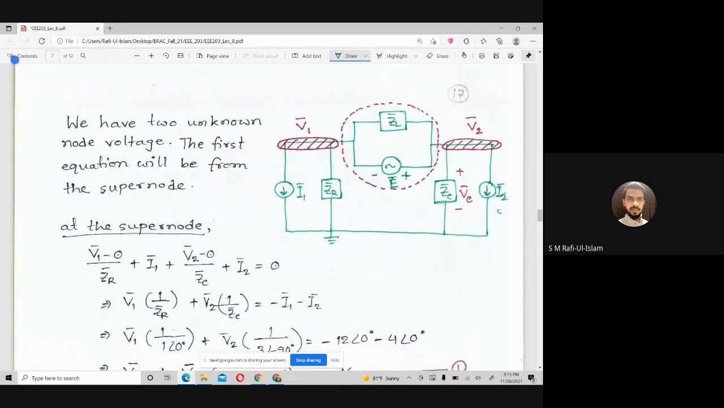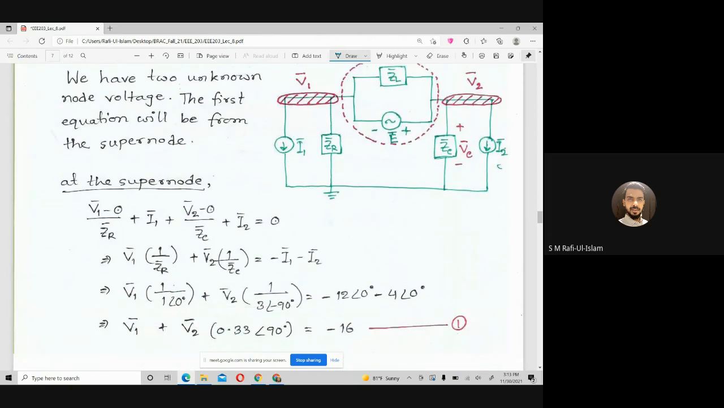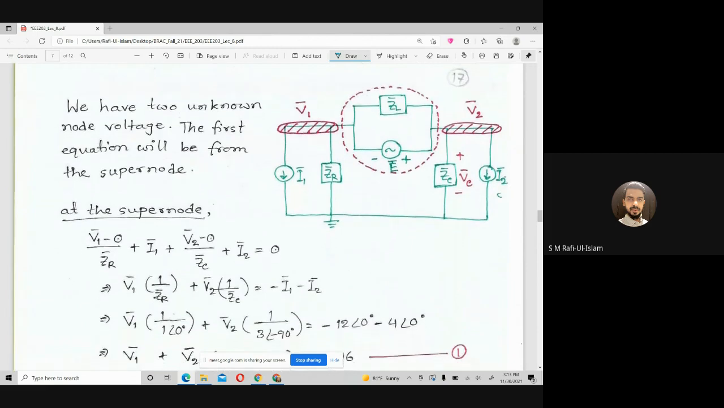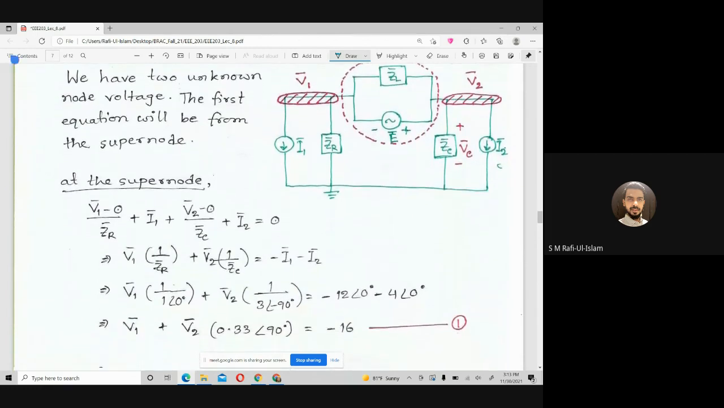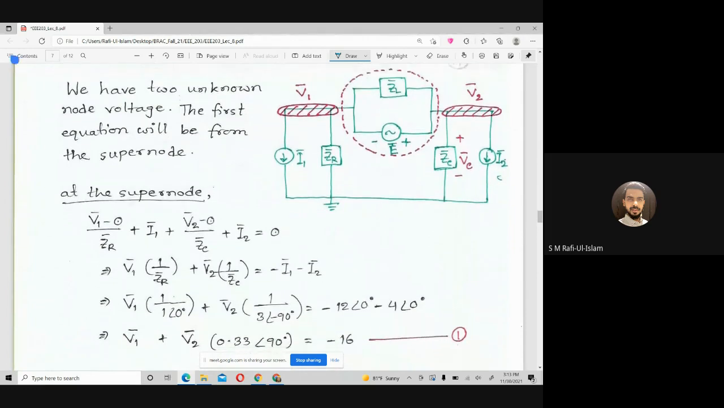So basically, a supernode is nothing but combining two equations into one equation. Maybe I will explain a bit, then it would be easy for you to understand. So first, look at the supernode. I'll write down the node equation here and the node equation here, but we'll exclude the terms connected by the voltage source.